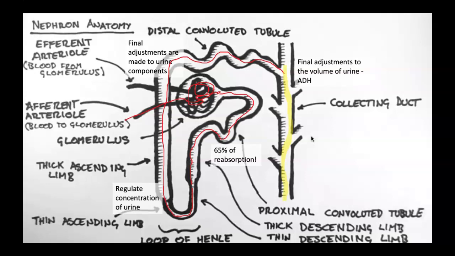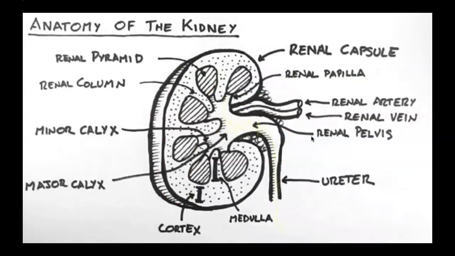So what that means, we know that the loop of Henle had a role in regulating the concentration of urine, so how much water is in the urine compared to other substrates. When it gets to the collecting duct, we have this hormone called the antidiuretic hormone, which plays a large role in adjusting the volume of urine. And we'll talk about some complications a little bit later on when animals don't have the antidiuretic hormone.